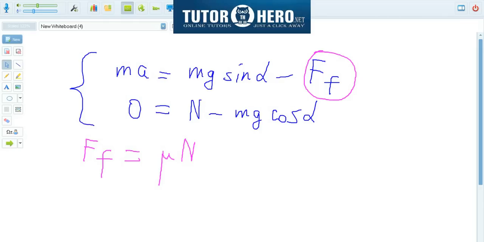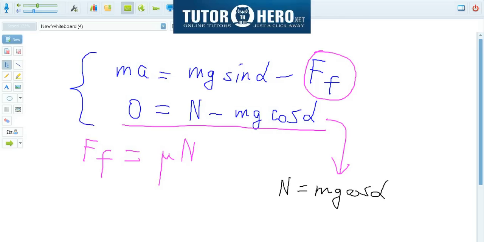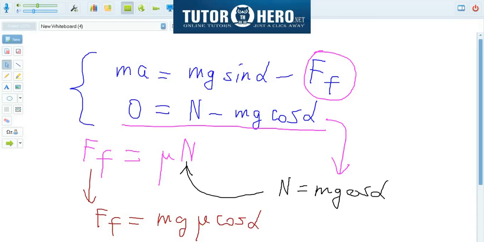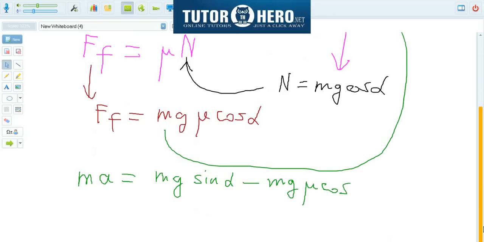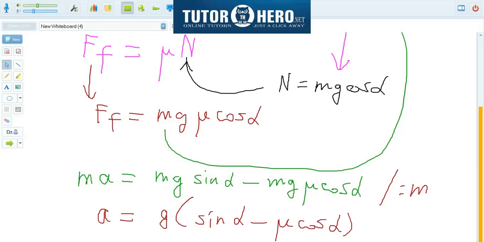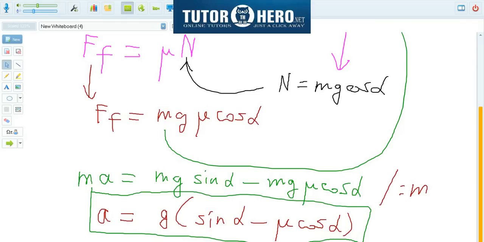So from this equation here, we can write that N is equal to mg cosine alpha. And now we can substitute into the equation for the force of friction to get that the force of friction is equal to mg mu cosine alpha. And now, knowing this, we can substitute this into the equation for a, and we get ma is equal to mg sine alpha minus mg mu cosine alpha. And when we divide this equation by m, we get the final answer. Our acceleration is equal to g times (sine alpha minus mu cosine alpha). Here is our acceleration of the block sliding down an inclined plane.